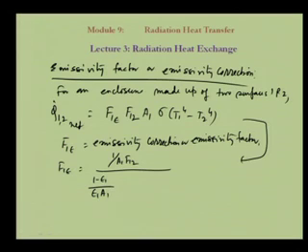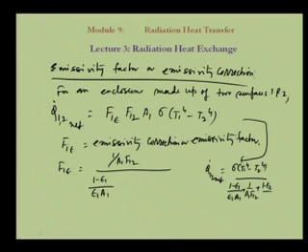In fact, in the previous case, we have seen that Q dot 1 2 net is equal to sigma T 1 to the power 4 minus T 2 to the power 4 by 1 minus epsilon 1 by epsilon 1 A 1, okay, plus 1 by A 1 F 1 2 plus 1 minus epsilon 2 by A 2 epsilon 2. If we see that, just try to link it.